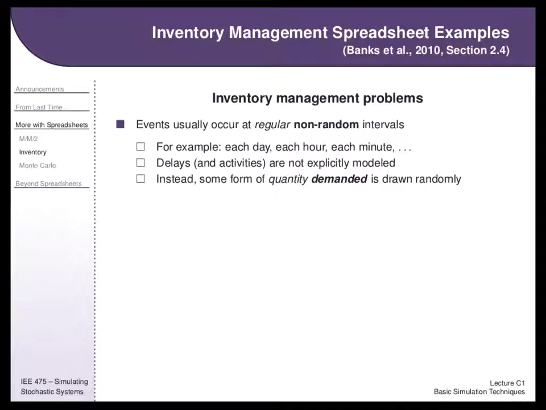But let's see some more interesting examples now. Inventory management problems are, again, one of these classical problems in operations research. And they're a little different from these queuing problems, because we usually assume that the inventory checking period is known ahead of time. It's deterministic. So every day, every hour, every minute, you check your inventory and then you take some action. Where the randomness comes into play is that you may not know what the demand is. How much demand do we need to meet with this inventory?